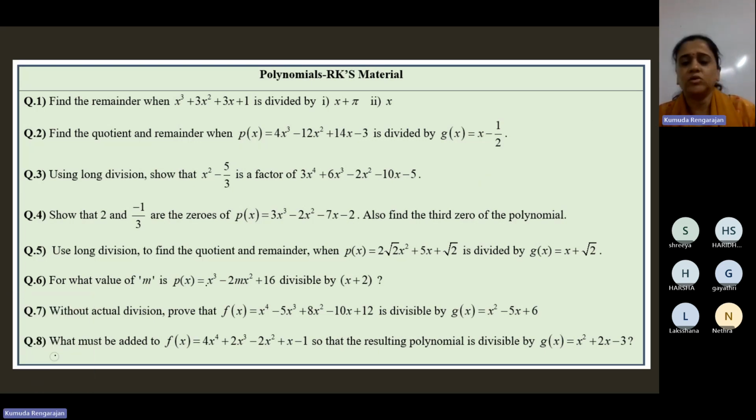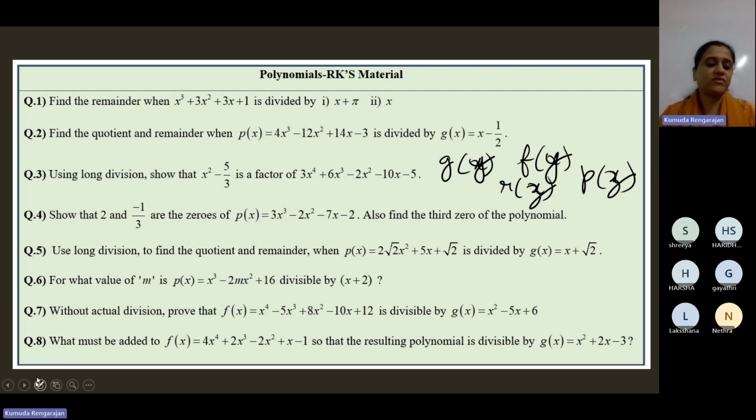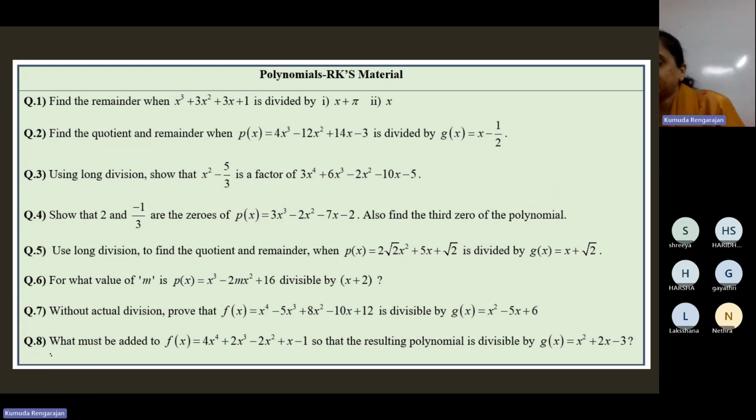So you can call the polynomial g of x, f of x, p of x, r of x, like this. If the variable is y, then it will be g of y, f of y. If the variable is z, then r of z. In the bracket, you should specify the variable in the polynomial. Now, this is a polynomial in one variable x. And it is a cubic polynomial because you can see the highest power is 3.